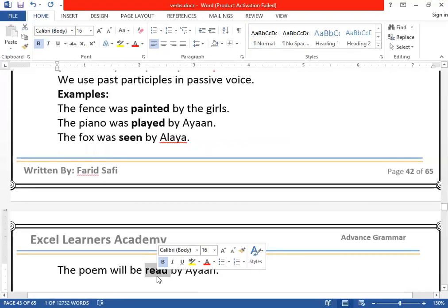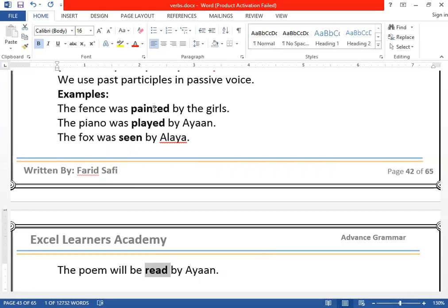Will be read. Clear? So all of these function as a verb. We studied that it can function as an adjective. It can function in tenses. And it can function in the passive. Rarely it can also function as an adverb, but it's not very common.